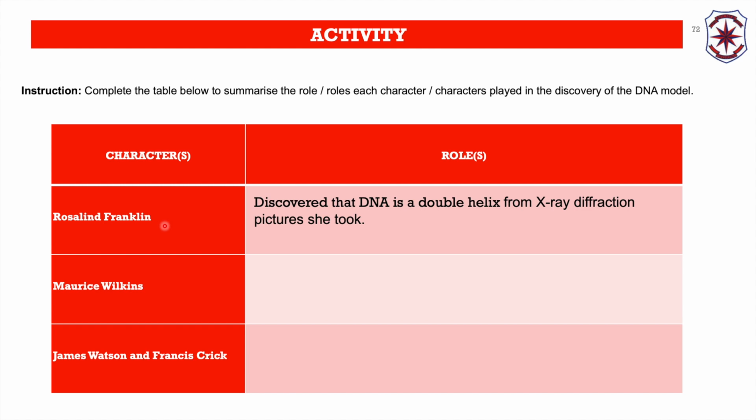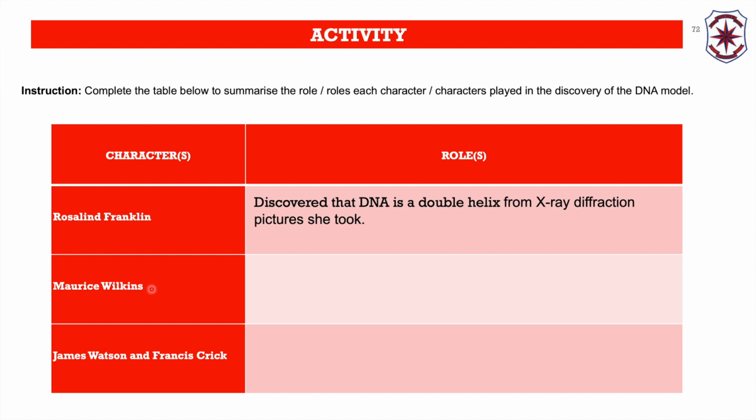Simply, Rosalind Franklin discovered that DNA is a double helix from X-ray diffraction pictures she took. That's all that you need to know. So the pioneering research was done by Rosalind Franklin. She provided X-ray diffraction pictures that proved that DNA is some sort of a double helix. All right. Now, Franklin, remember, was not working alone. She was working with Maurice Wilkins.